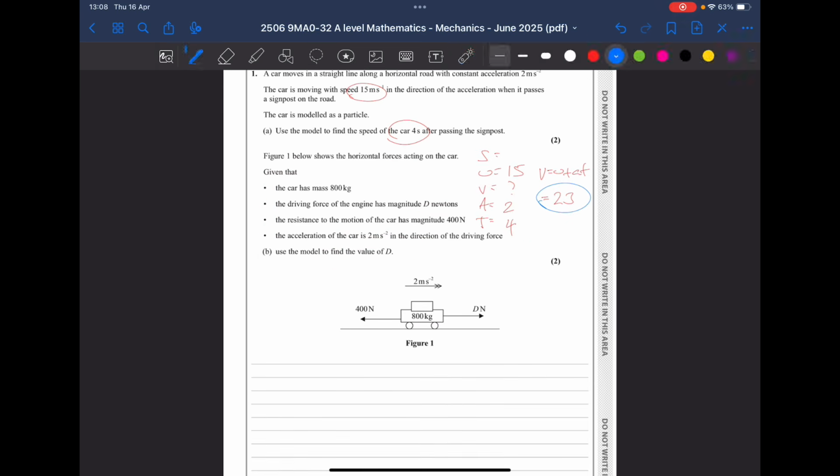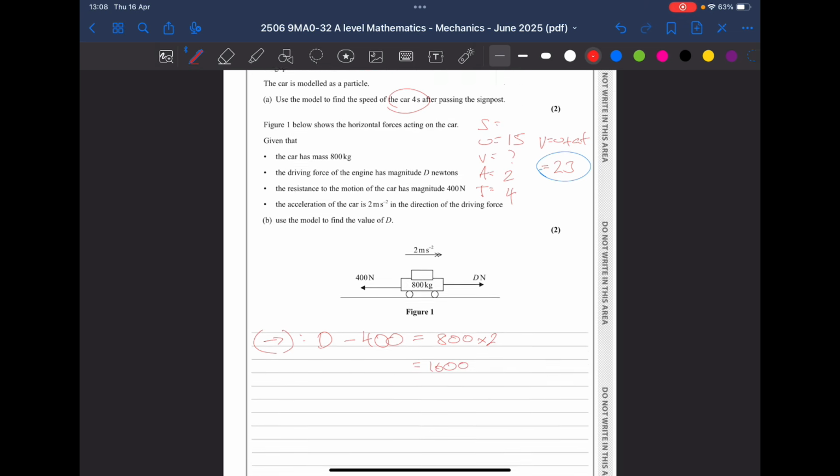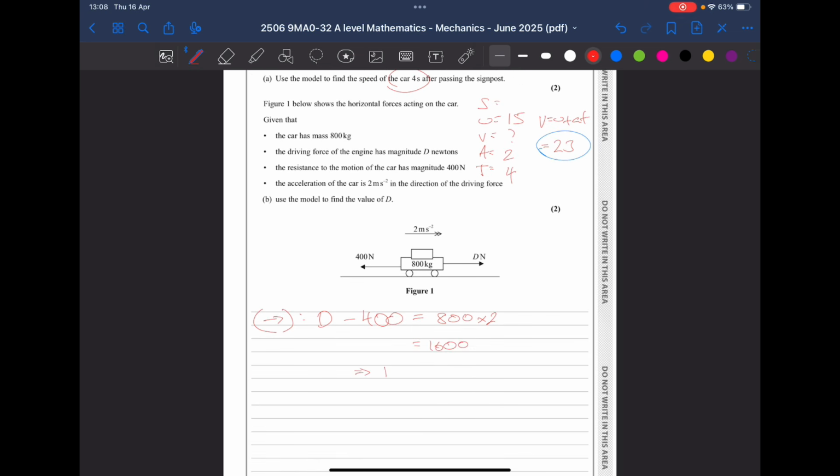So when we think about this, if we compare the forces horizontally, what's pulling it to the right is D, pulling it to the left is 400, and that must be equal to its net force. So its net force is mass times acceleration. So it's mass of 800 times the acceleration of 2. So this side is 1600. If we add the 400 across, our driving force must be 2000 newtons.